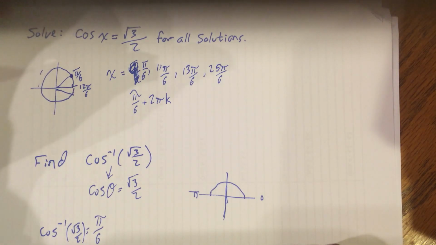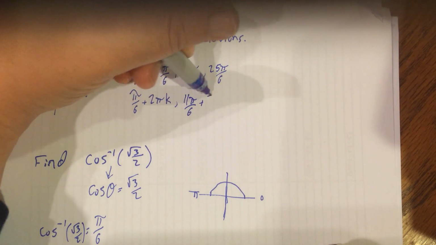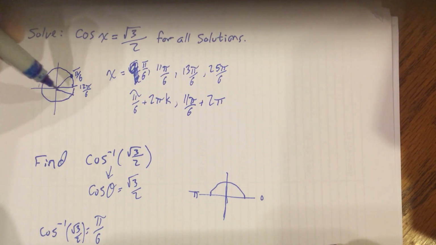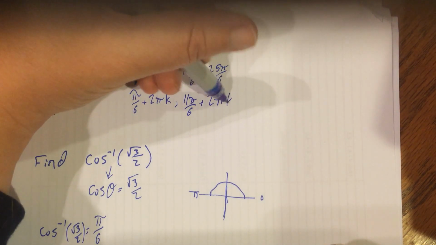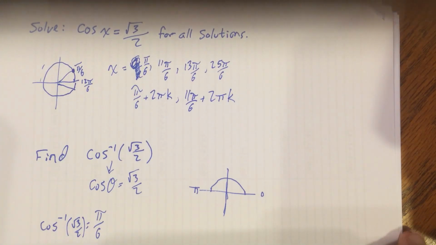Okay, so I'm going to do the same thing with 11 pi over 6 plus 2 pi k, because it's going to be true every time I go around that circle. Okay, so that's the difference between inverses and solving, and how to write it out when you're solving for all solutions.